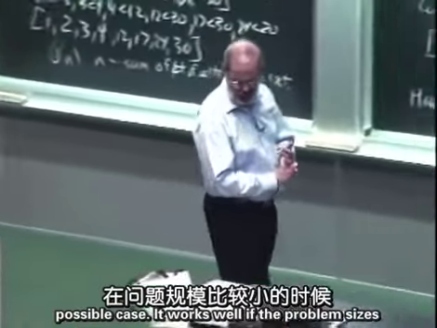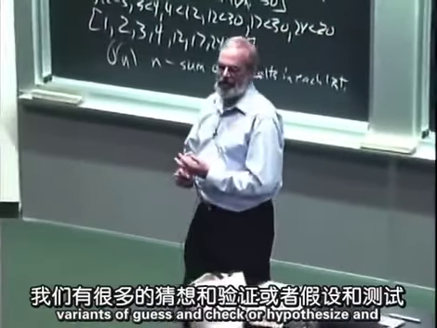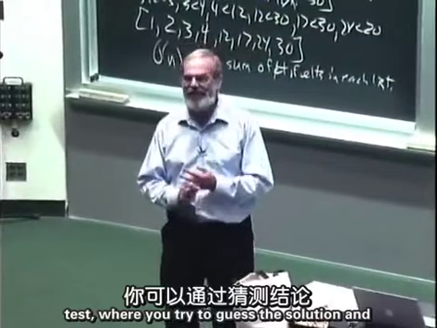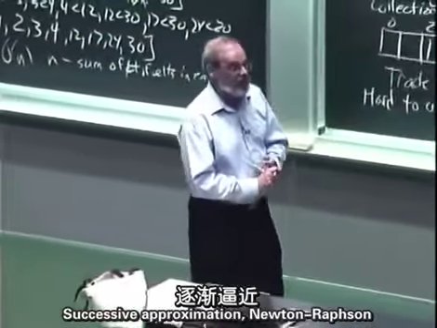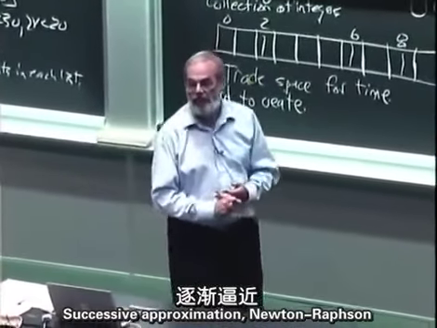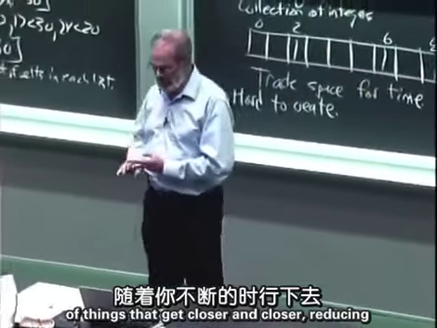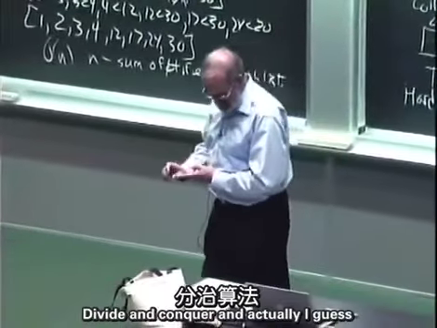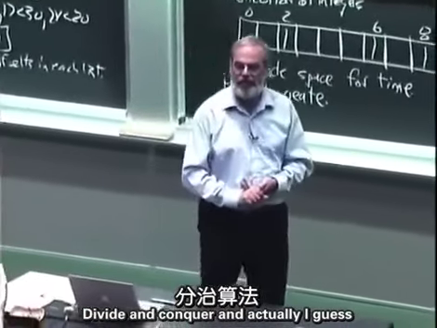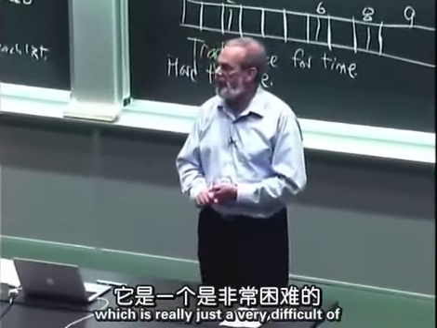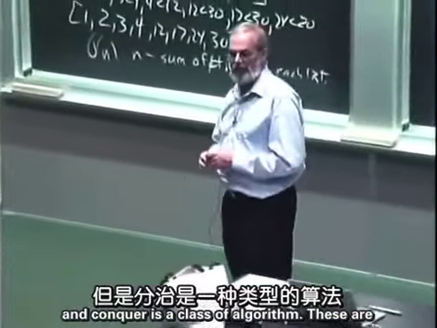Right? Works well if problem sizes are small. We've had a number of variants of guess and check, or hypothesize and test, where you try and guess the solution and then check it and use that to refine your search. Successive approximation. Newton-Raphson was one nice example, but there's a whole class of things that get closer and closer, reducing your error as you go along. Divide and conquer. Right? And actually, I guess in between there, bisection, which is really just a variant of successive approximation. But divide and conquer is a class of algorithm.